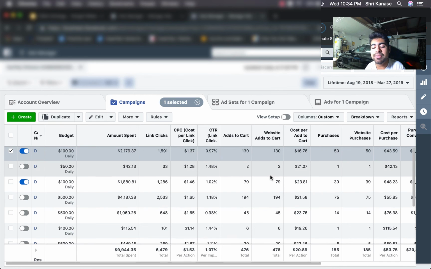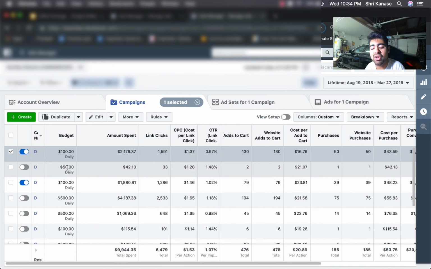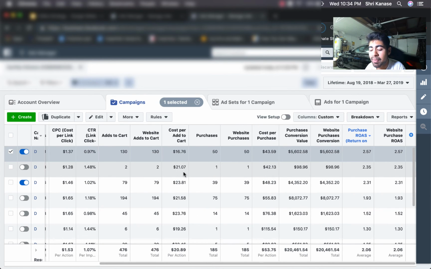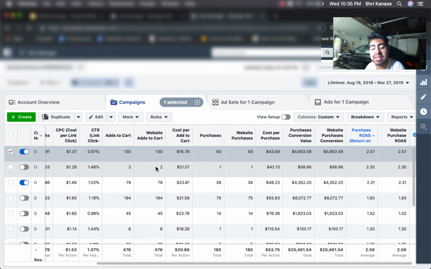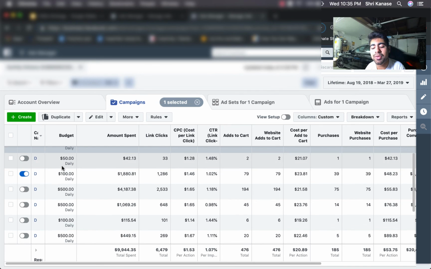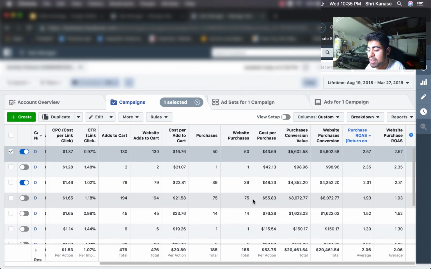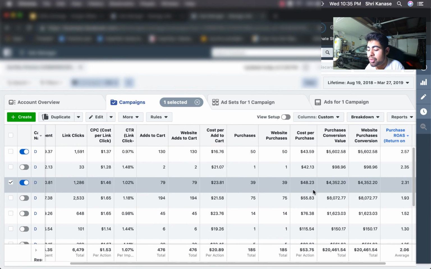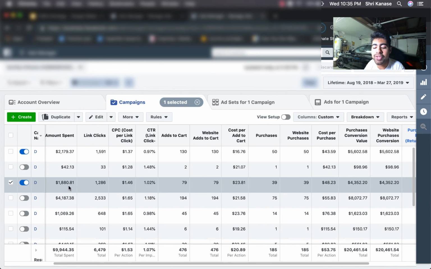And of course, there are some CBOs which did bad, like this one at $50 per day. Again, this was a low budget, but as you can see, it only got 1 purchase and 2 add to carts, not the best results. But clearly, those CBOs running at higher budgets were the ones consistently giving a good ROAS, like this one, 2.31, 39 purchases at $48. Again, my student made a lot of profit from these CBOs, about $1,800 spent to get back $4,300 in return.